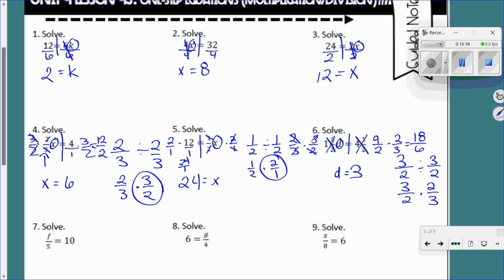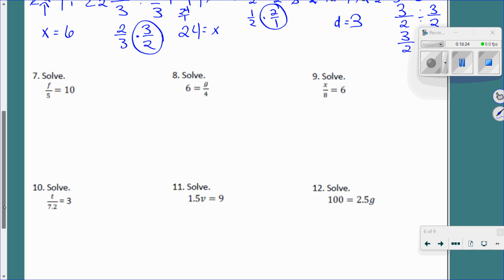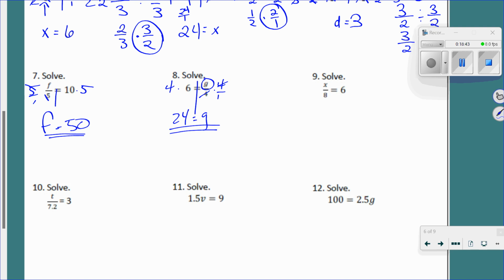So the opposite of dividing by 5, multiplying by 5, is going away. F equals 50. The opposite of dividing by 4 is multiplying by 4. Those go away. So I have G equals 24. The opposite of dividing by 8 is multiplying by 8. These go away. So X equals 848.